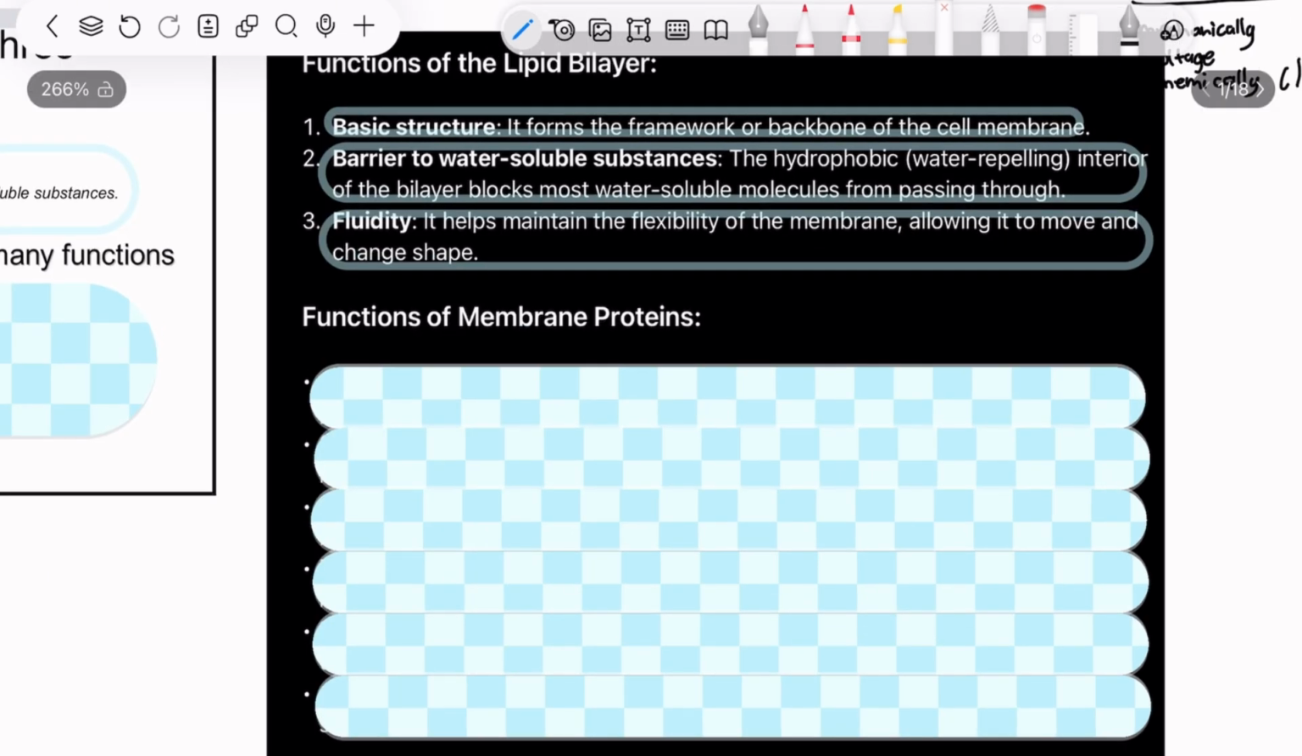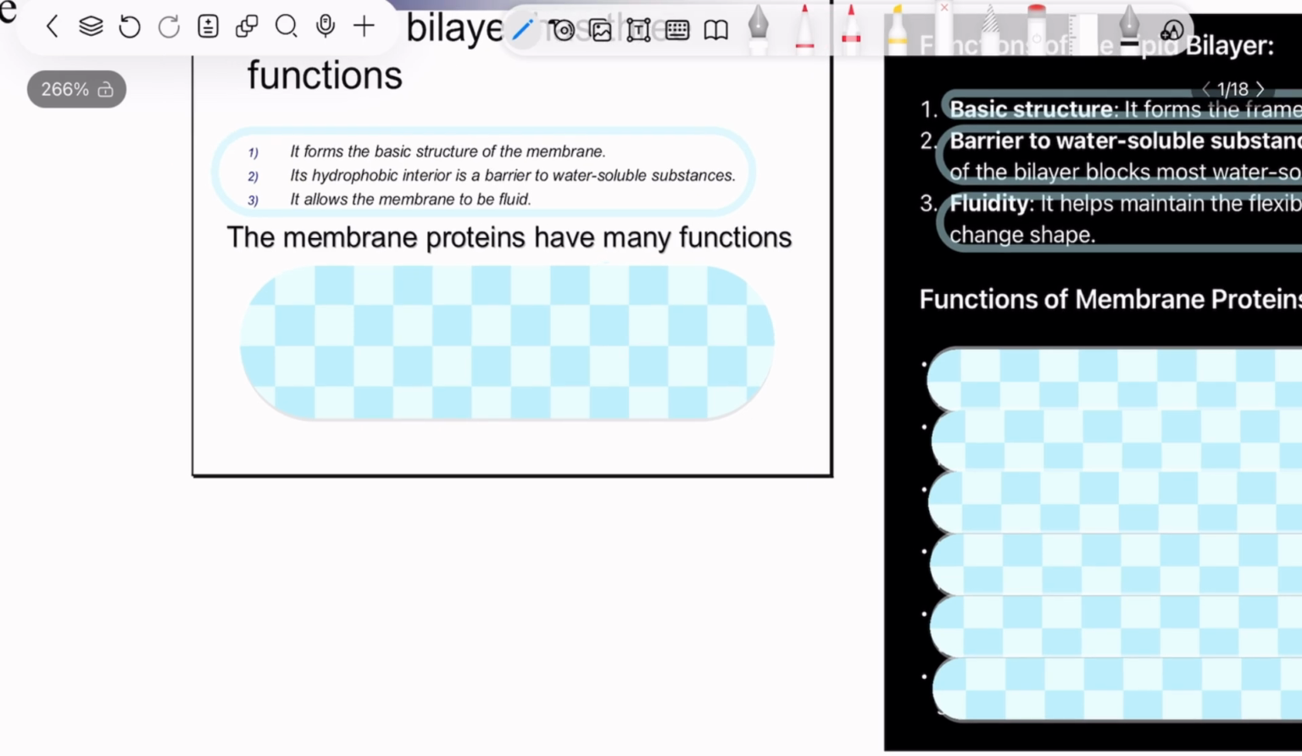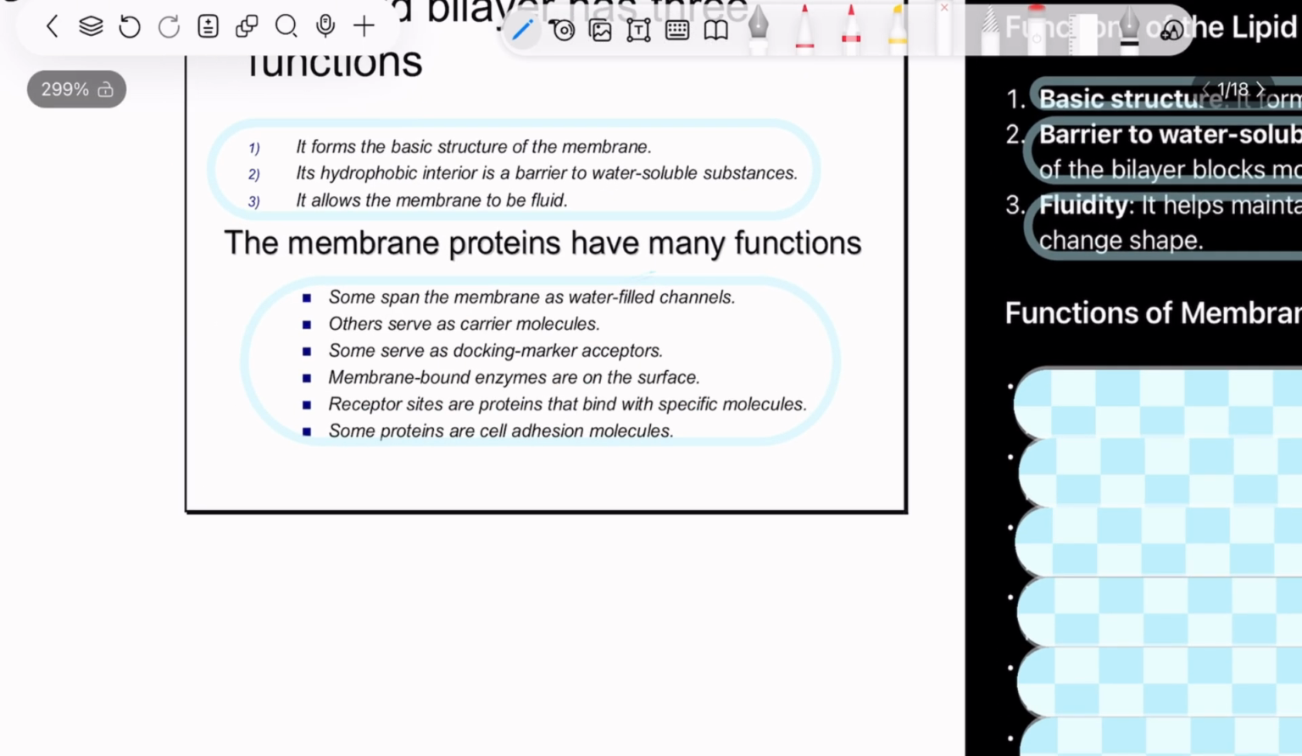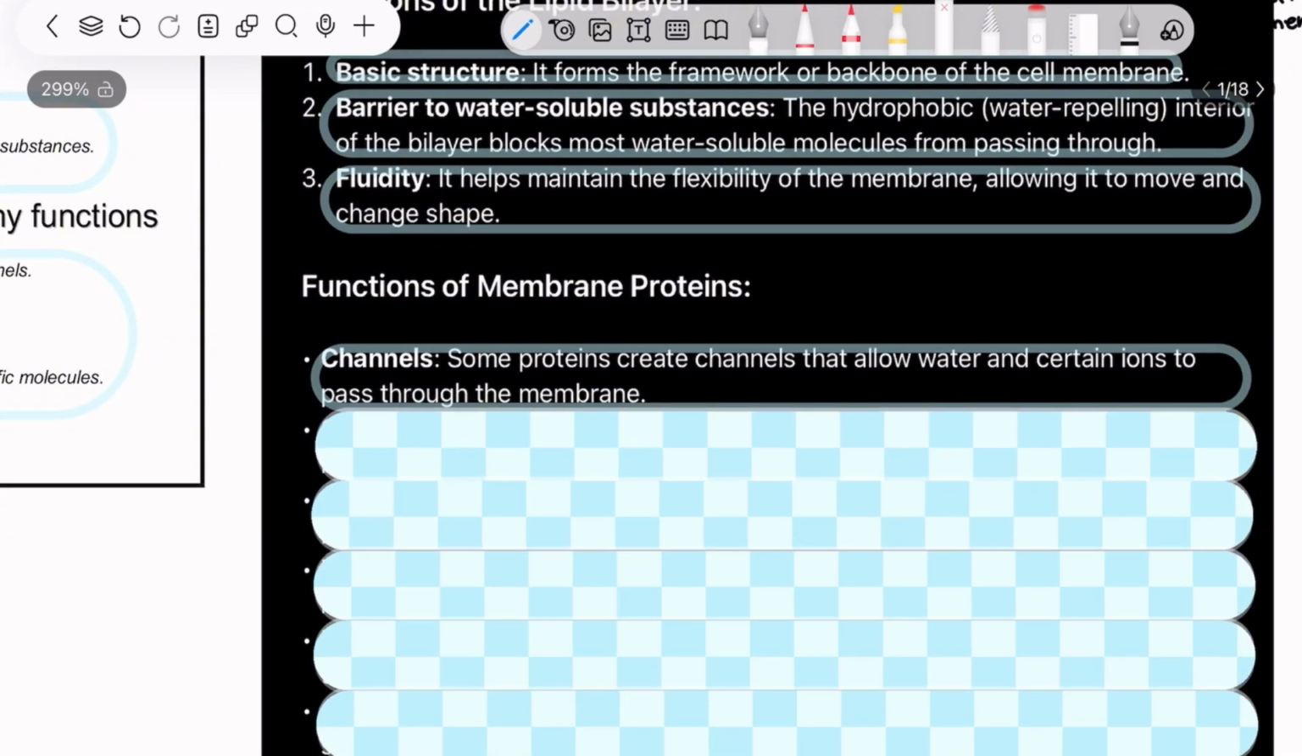And then we move on to the functions of membrane proteins. The membrane proteins have many functions. Some span the membrane as water-filled channels. Some proteins create channels that allow water and certain ions to pass through the membrane.